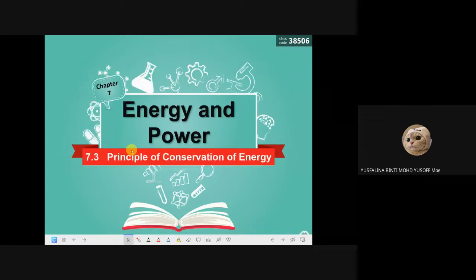Okay, 7.3, the principle of conservation of energy. Remember, yesterday we talked about this. I told you the energy cannot be created and cannot be destroyed; it can only change form. Just like the example I gave: if you take the stairs to the second floor, the kinetic energy changes, and when you reach the second floor, now you have gravitational potential energy. So the energy is changed.